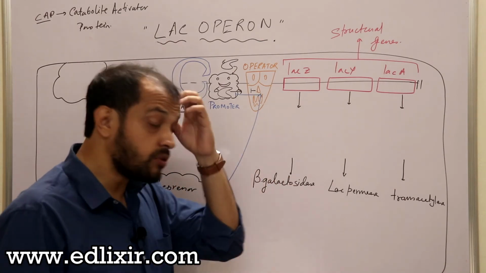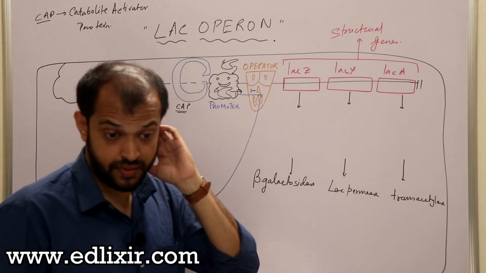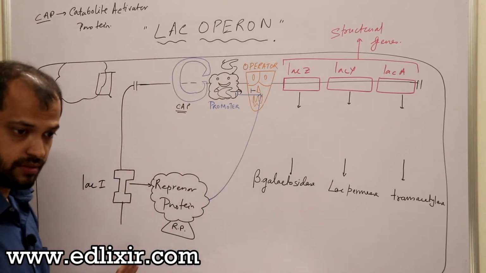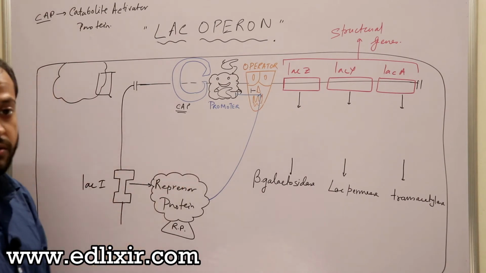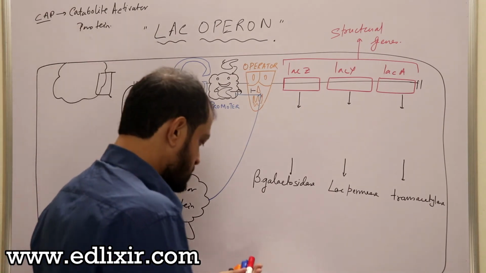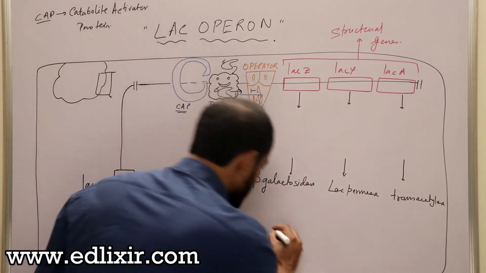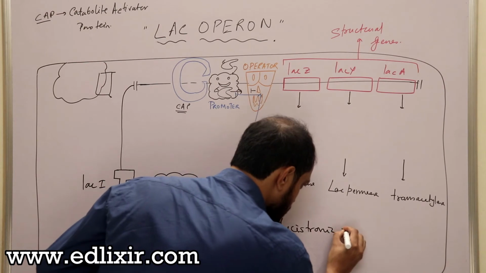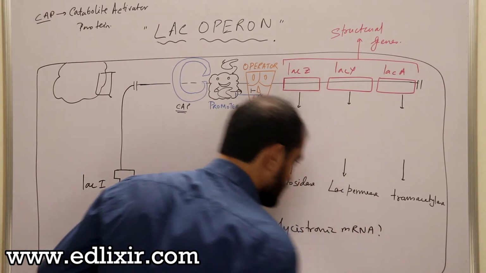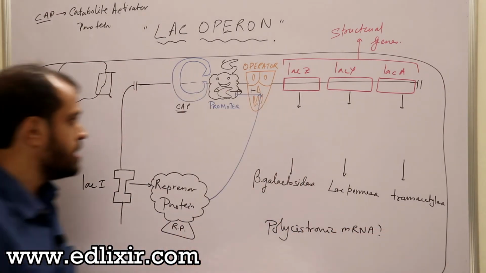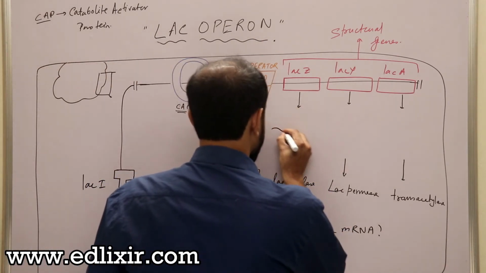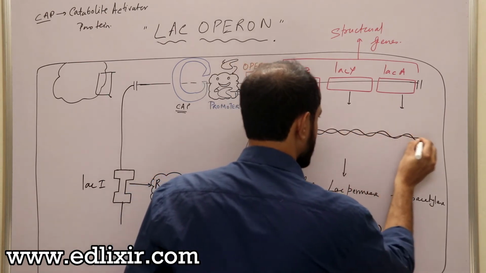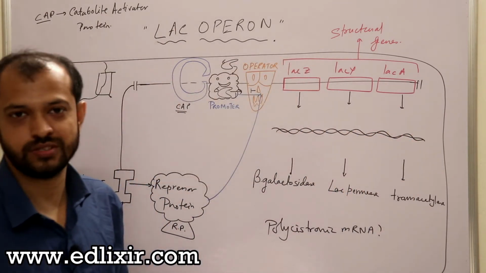Now listen, an important point you need to understand here as well. I have only introduced the genes and its control elements right now. You know what is polycistronic mRNA? A polycistronic mRNA means an mRNA which is having many cistrons. And cistron is synonymous to genes.